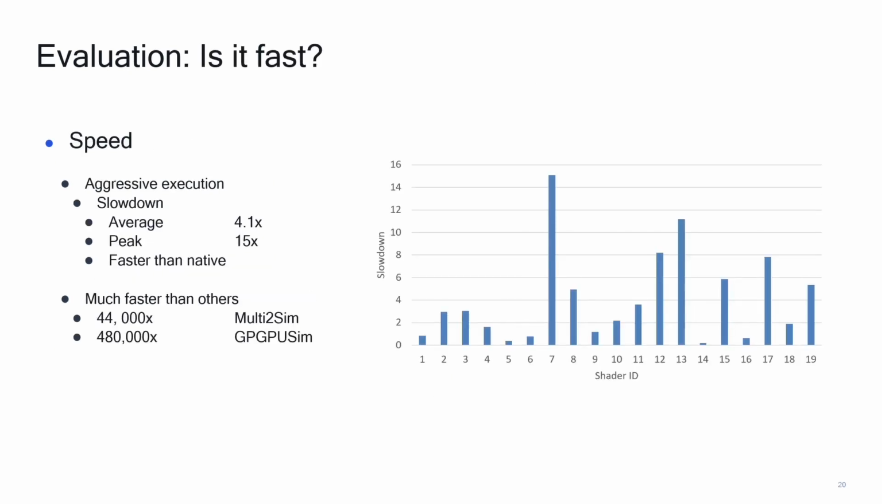So the first question is, is it fast? With aggressive execution, on average, our model is only 4.1 times slower than native execution. The worst case is also only 15 times slower. Because we only execute a small subset of wavefronts with aggressive execution, in some cases, our model can run even faster than real GPUs.